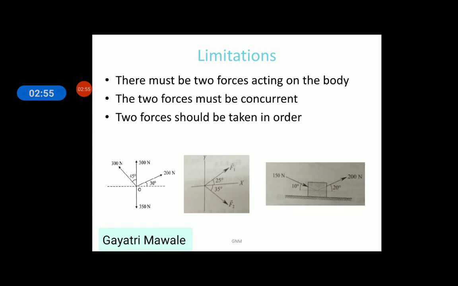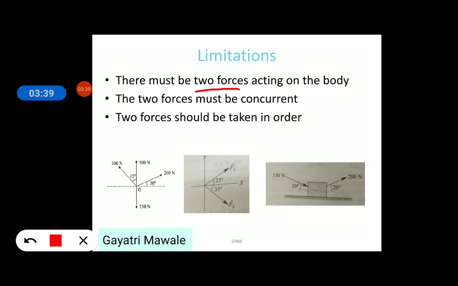We can use this triangle law of forces if there are only two forces acting on the body. The two forces must be concurrent and the two forces should be taken in order. Now in the diagrams shown below, in first diagram we cannot use triangle law of forces to find resultant of this force system because number of forces acting at point O are more than 2. To apply triangle law of forces, there should be only two forces.